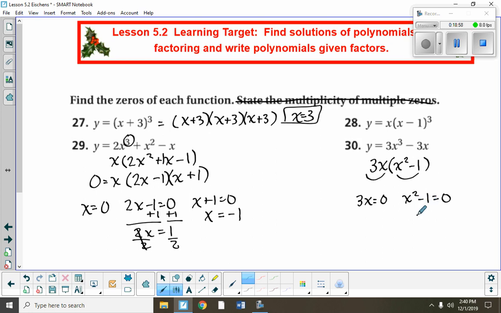Or we can solve by taking square roots, by bringing 1 to the other side and taking the square root. Remember, when you solve by taking square roots, x would equal here plus or minus 1, because 1 squared gives you 1, and negative 1 times negative 1 gives you 1. And then here, if we divide by 3, x equals 0. So your solutions are x equals 0, and x equals plus 1, and x equals minus 1.